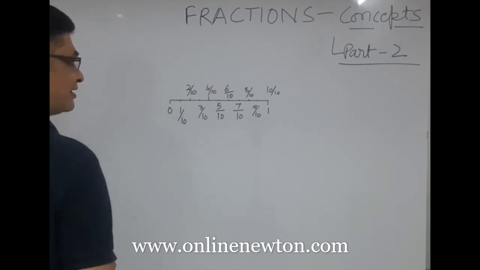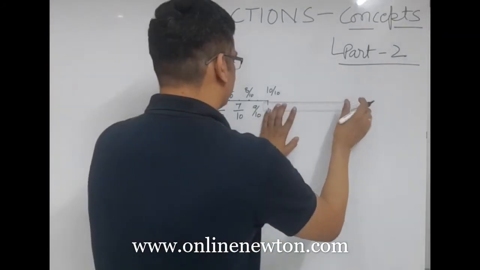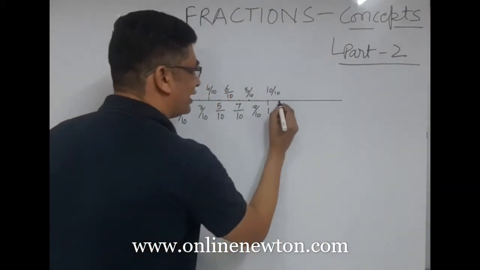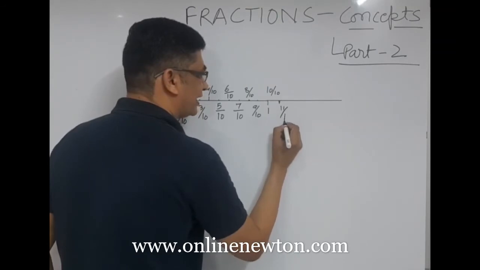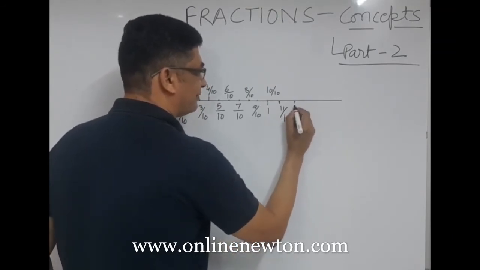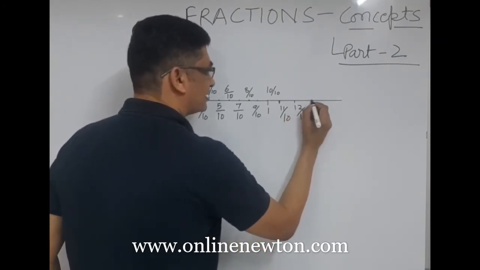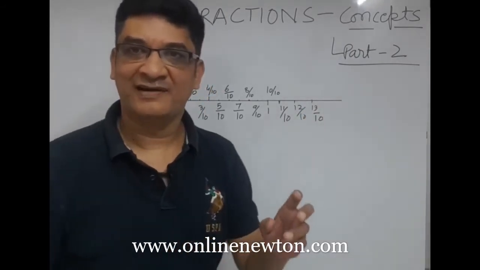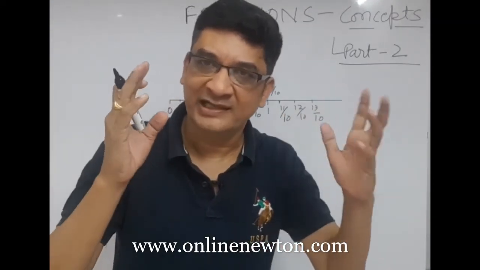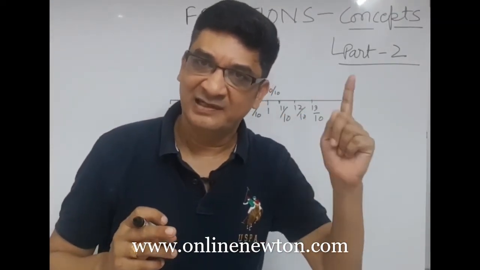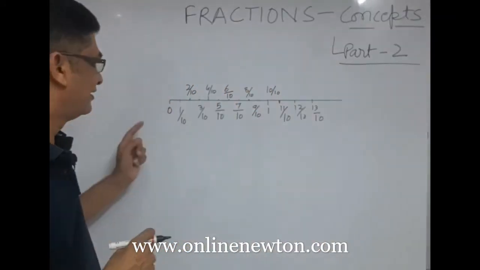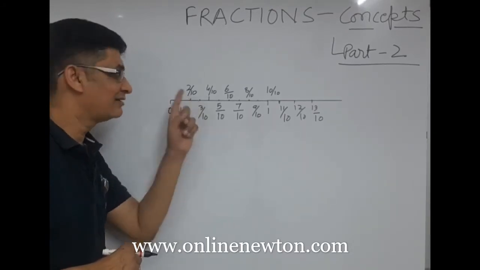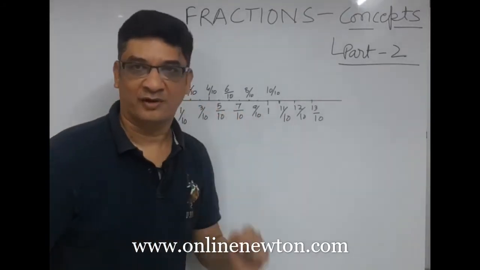And if this number line is drawn further, the 11th part will be called 11 by 10. The 12th part will be called 12 by 10. The 13th part will be called 13 by 10. So friends, if we divide the same one piece of apple into 10 equal parts, each part will be represented on the number line like this. First will be 1 by 10, second will be 2 by 10, 3 will be 3 by 10, fourth will be 4 by 10, and so on.